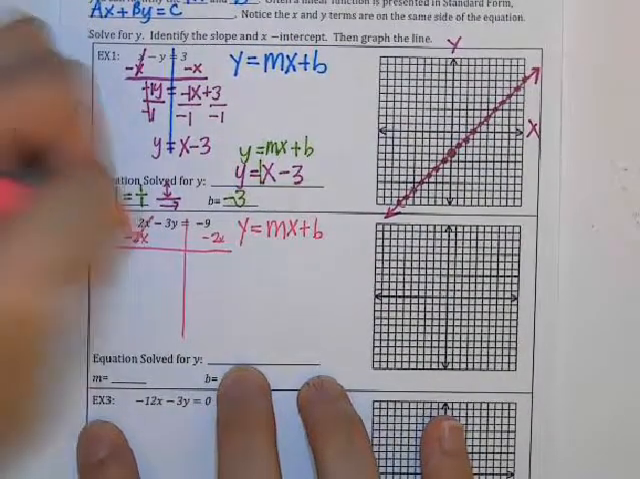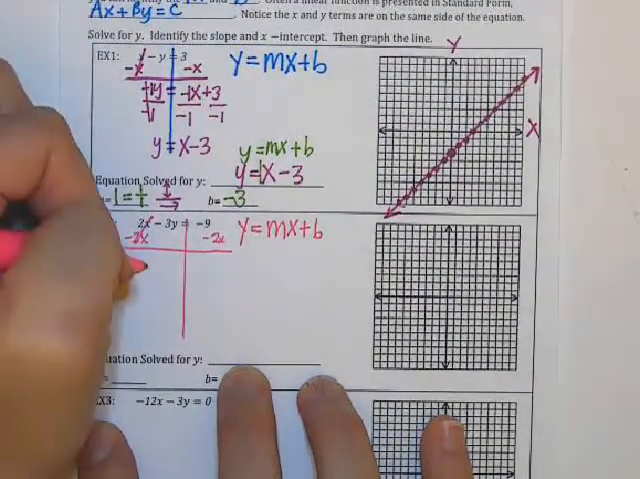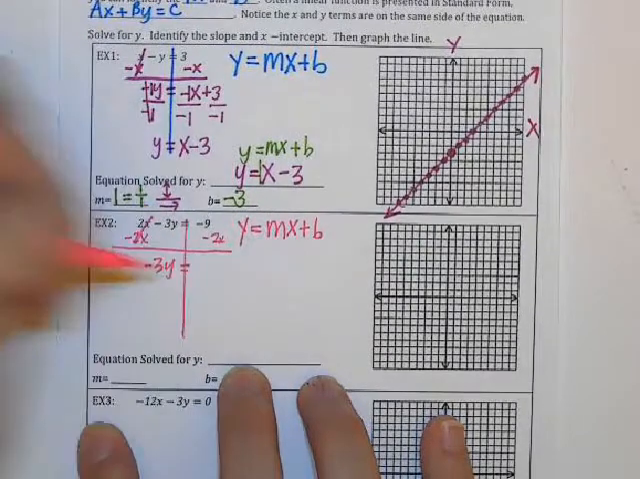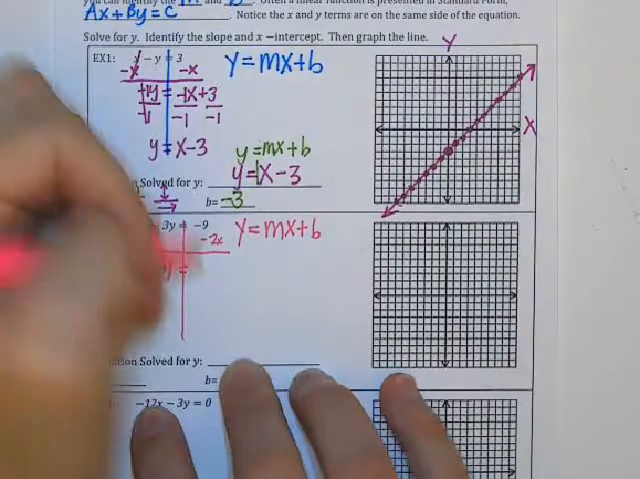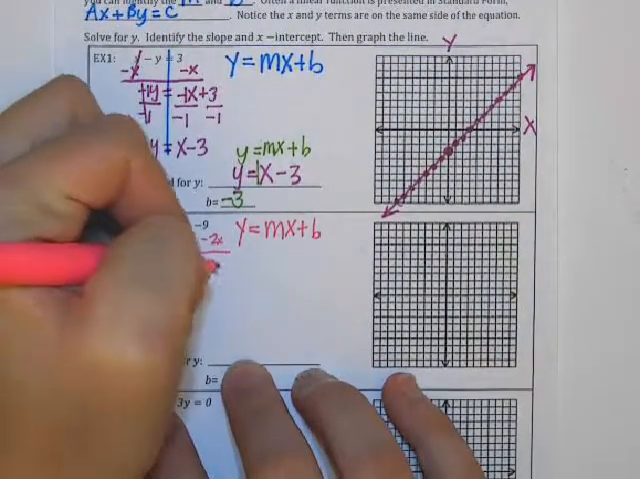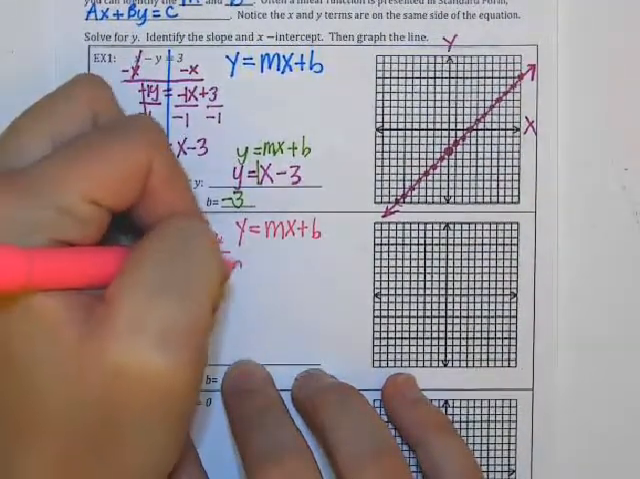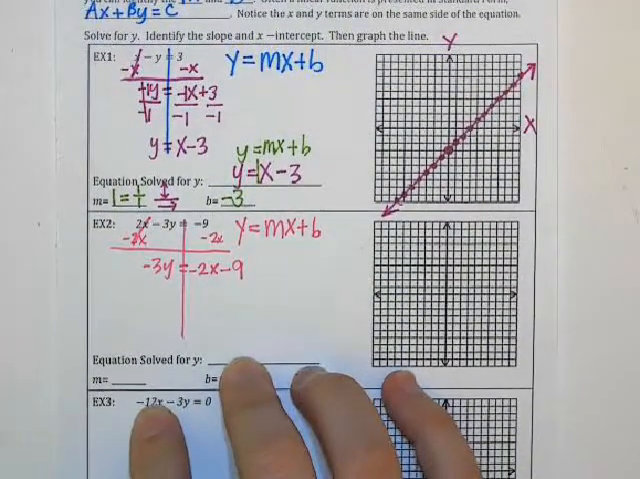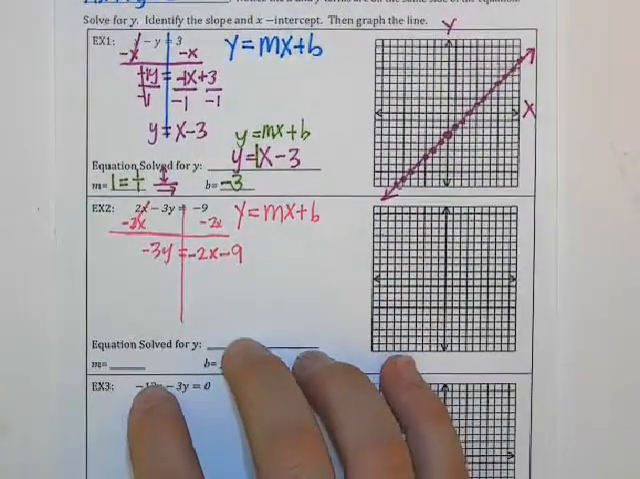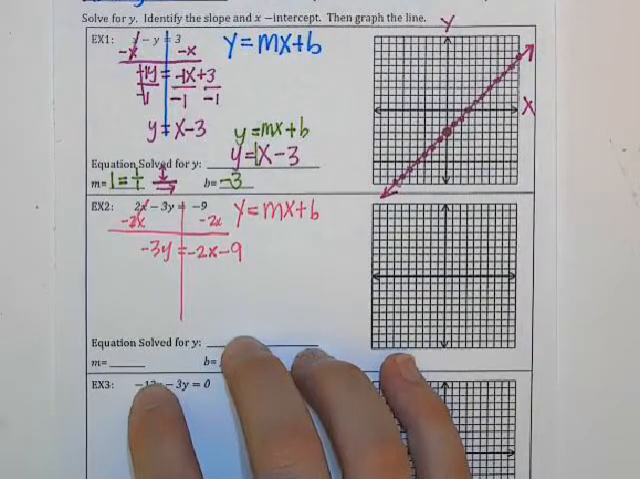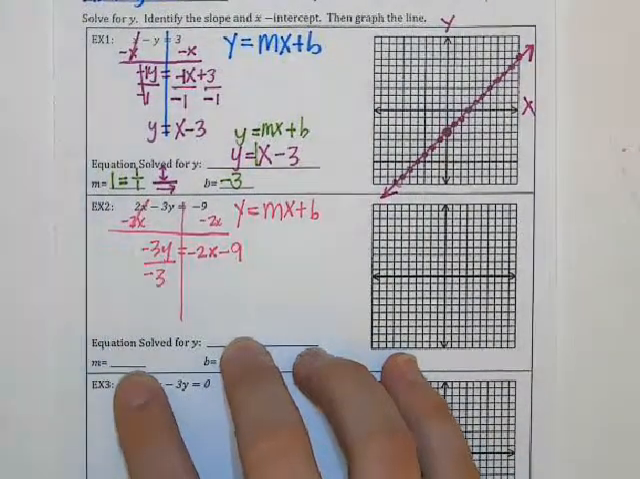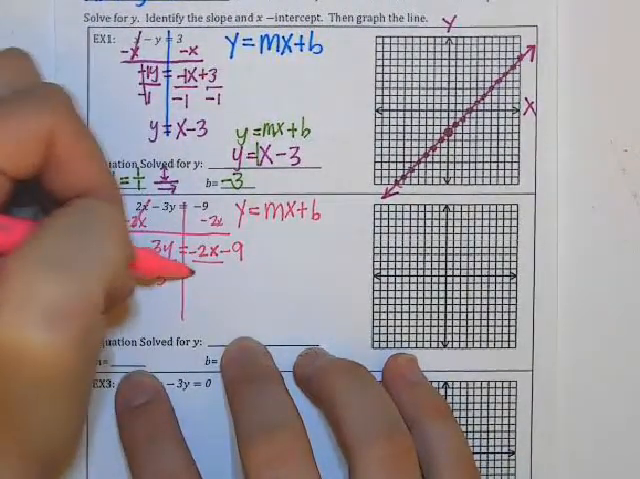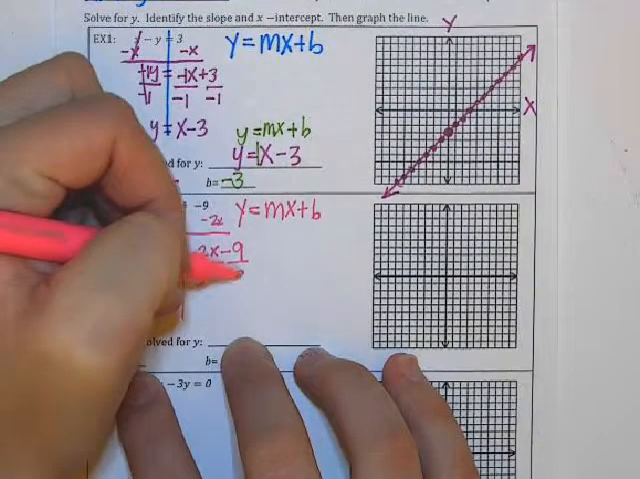2x minus 2x gives me 0. And I'm left with negative 3y equals, can I say negative 9 minus 2 is negative 11? No. Got to write them side by side, and I write the x first. Okay, is y by itself? No. I got to divide by negative 3, and if I divide one thing by negative 3, I divide everything by negative 3.